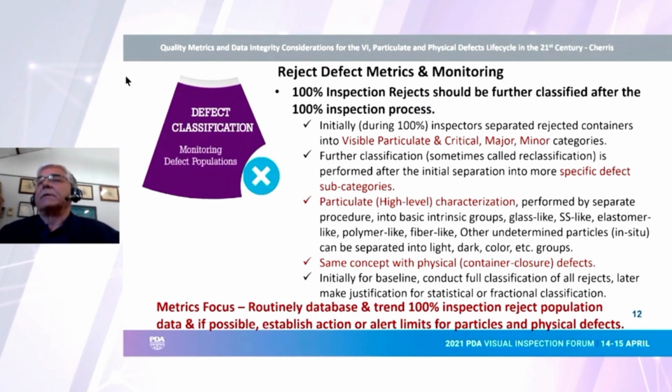This same concept is applied also to physical defects of the container closure system. Initially, for baseline, conduct a full classification of all the rejects, and then later make a justification for statistical fractional classification. Your metrics focus here is to routinely database and trend 100% inspection reject population data, and if possible, establish action or alert levels for particles and physical defects.